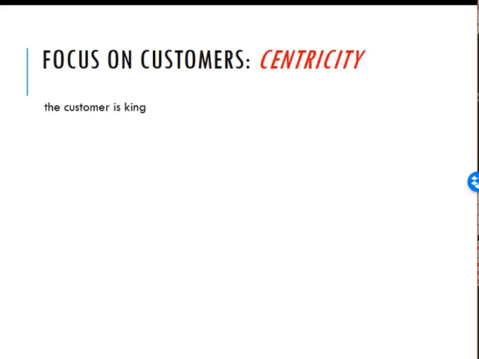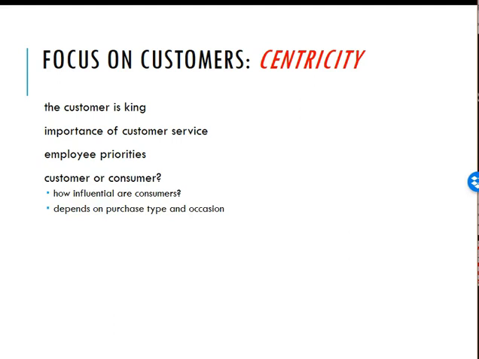When we talk about focusing on customers, we talk about the centricity of a customer to the organization. And that means that we have to be more aware of customer service, even post-purchase. We need to talk about internal marketing, which is making sure that your stakeholders, in this case, employees, are satisfied and performing well and understand how to meet those customer needs and have that market orientation. And then we have to think about how influential our consumers are. And that depends on the product type, the industry, and even the occasion on which they're purchasing.